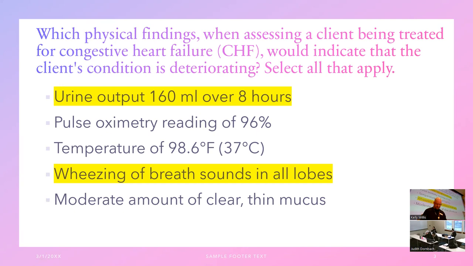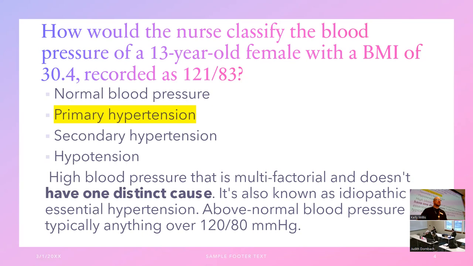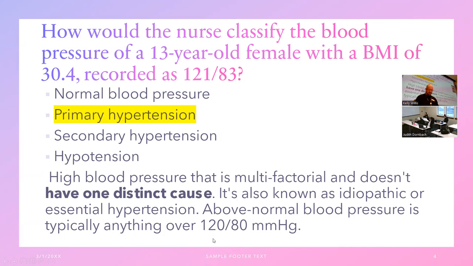Next is, how would the nurse classify the blood pressure of a 13-year-old female with a BMI of 30.4 recorded as 121 over 83? So it's a 13-year-old female considered obese with her BMI, and her blood pressure is over 120 over 80. So the correct answer is primary hypertension, and that's because the high blood pressure, we're not quite sure where that's coming from. And it's also known as idiopathic or essential. And above normal blood pressure is typically 120 over 80. Hypotension is low blood pressure. Normal blood pressure is under the 120 over 80. And secondary hypertension is well above this.